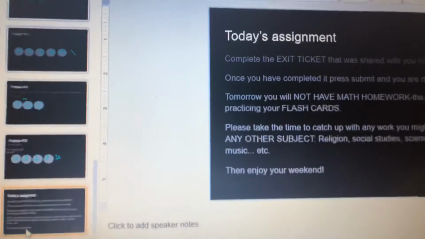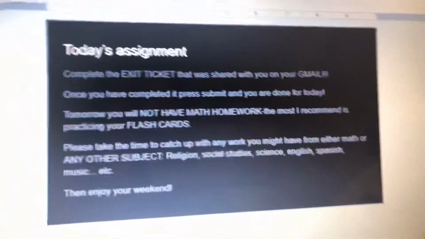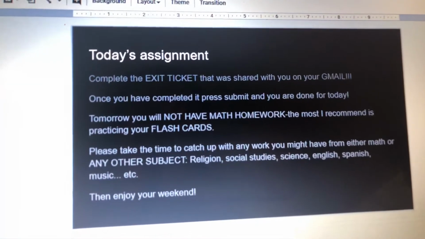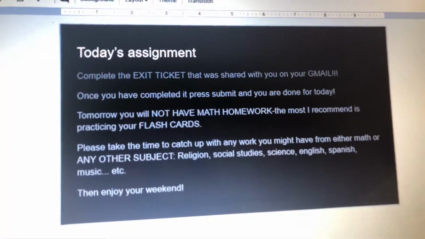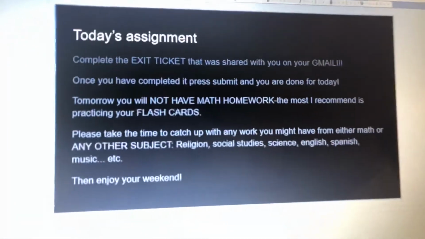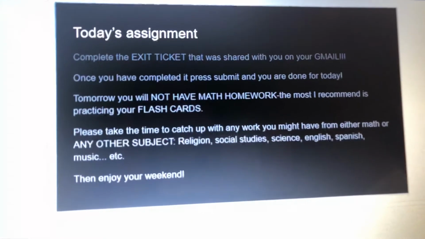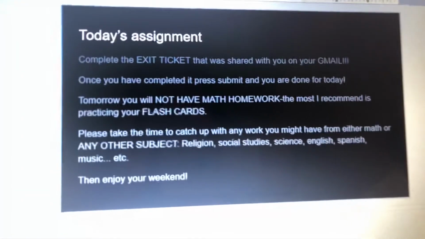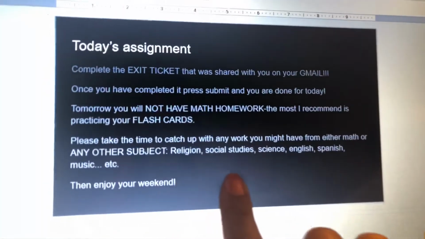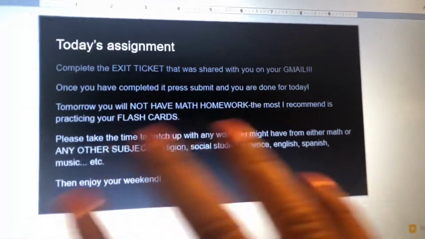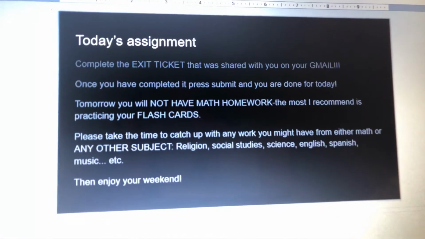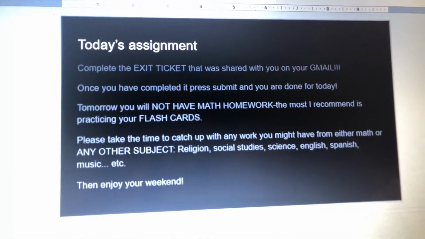Today's assignment, you are doing an exit ticket today. So try to get that done today so that I can go ahead and do your information. You don't have homework this weekend, but I do recommend practicing your flashcards. If you don't have anything tomorrow, please use the time to catch up on something. You're not going to have math. What I recommend is catching up on any other subject that you have. So if you have religion left over, social studies, science, English, Spanish, music, anything you need to catch up on, please do so. I gave you a free day yesterday too, so you should have had more than enough time to catch up with some of this stuff.